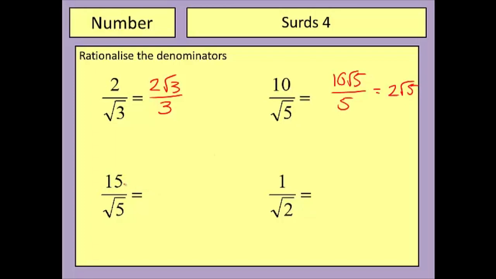In this third question, 15 over root 5, I'm going to times top and bottom by root 5. So this will give me 15 root 5 over 5. And again, this will simplify even more. 15 divided by 5 gives me 3 lots of root 5. In this fourth question, 1 over root 2, I'm going to times the top and the bottom by the square root of 2, and this will give me root 2 over 2. The denominator here has been rationalised, there's no further simplification to do, and I'm okay with this as my final answer. Well done if you got all 4 of these correct.